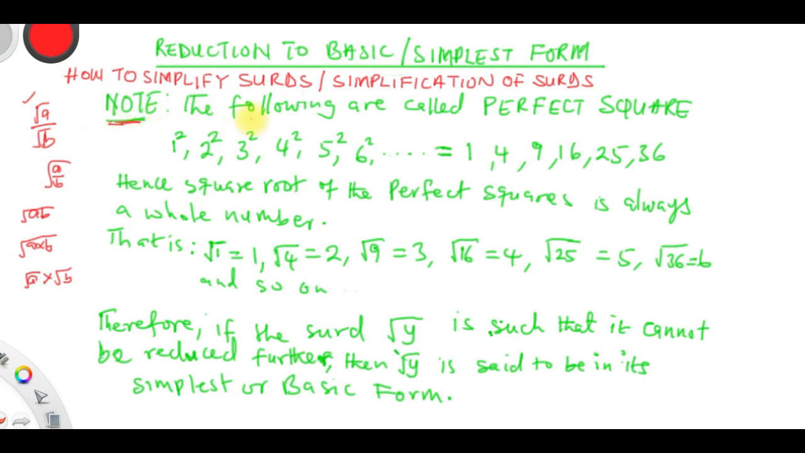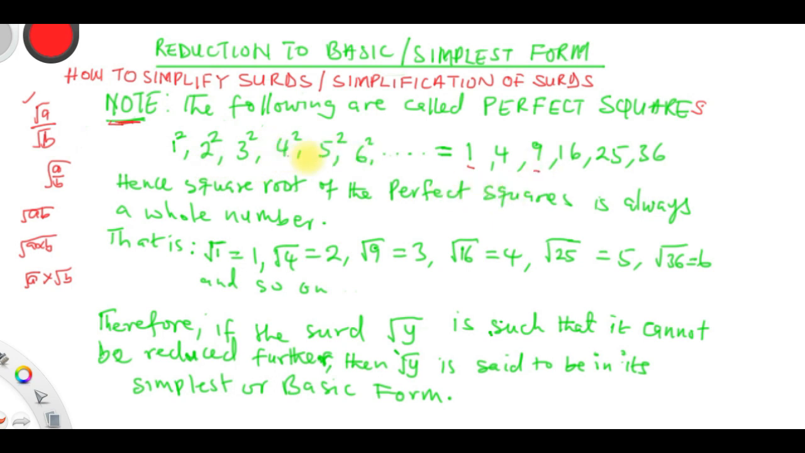But before that, let us know the following. The following are called perfect squares. Perfect squares are just the numbers obtained by squaring the counting numbers. So 1 squared, what do we get? We get 1. 2 squared is 2 times 2, we get 4. 3 squared is 3 times 3, which is 9.